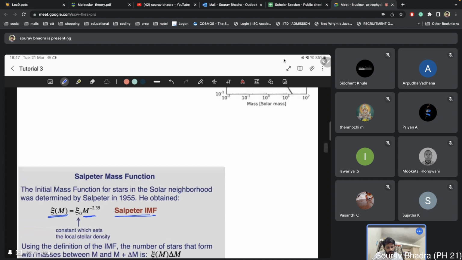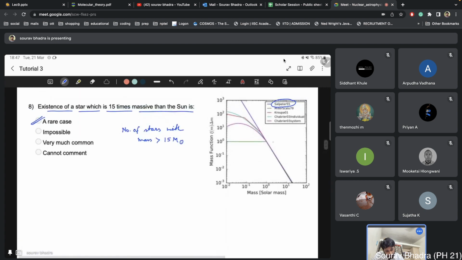In this plot you can also see it. This Salpeter thing is the blue thing. This blue line denotes the Salpeter mass function. There are different types of mass functions, that's why different plots are there. We will just focus only on the Salpeter mass function. So this has a slope of minus 2.35, this blue line.